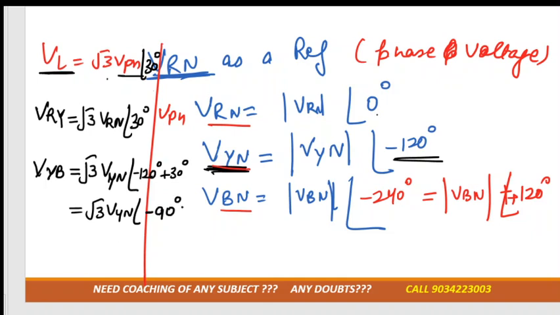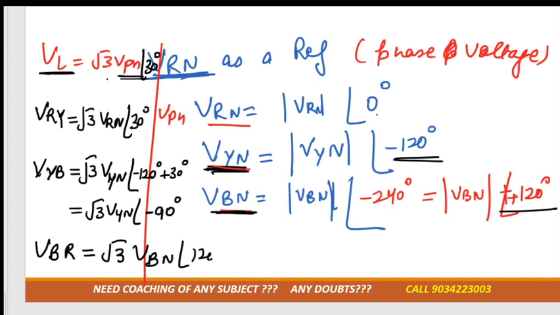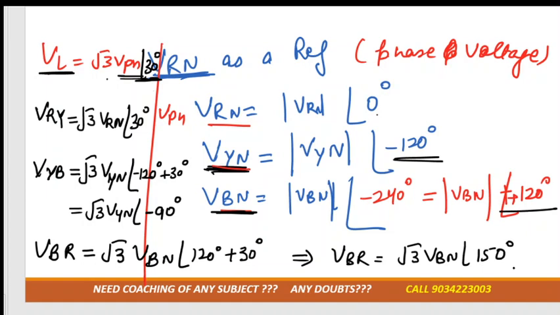Now next, the line voltage is VBR, right? That is root 3 as it is. VPH means the phase voltage, that is VBN, and the angle is how much? If I am considering plus 120 degree, the angle difference is plus 30, so I'll write down plus 30 degree. So we can write VBR is equal to root 3 VBN, angle 150 degree. So this is the line voltage and this is the phase voltage. Now you need to consider angle also in your calculation.